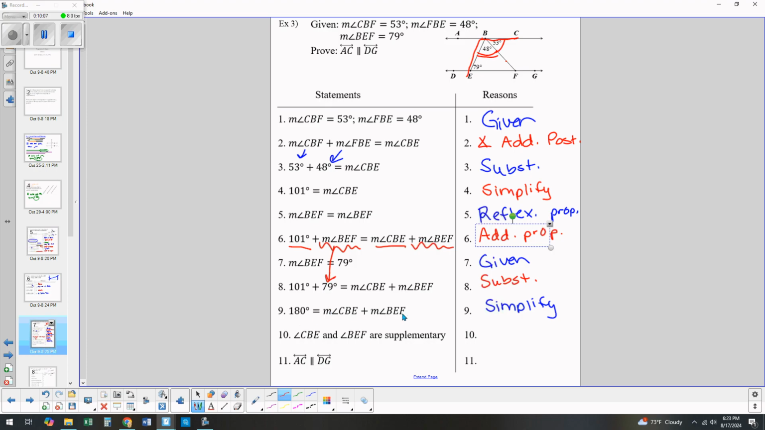So if these two angles add to 180, I can now call those two angles supplementary. So that is the definition of supplementary.